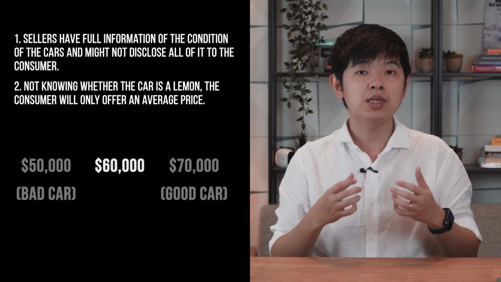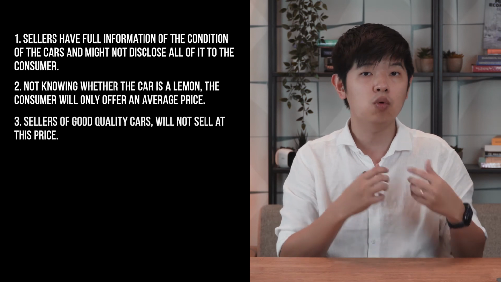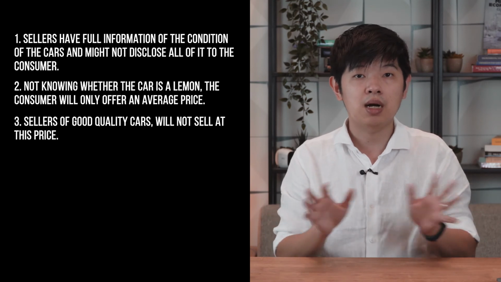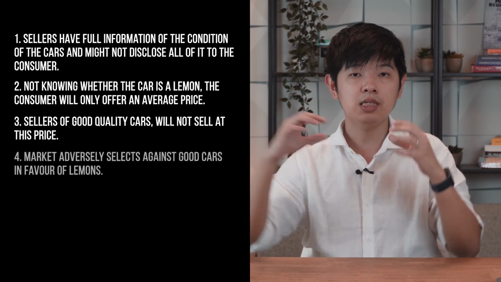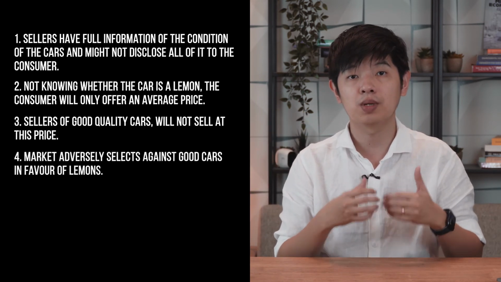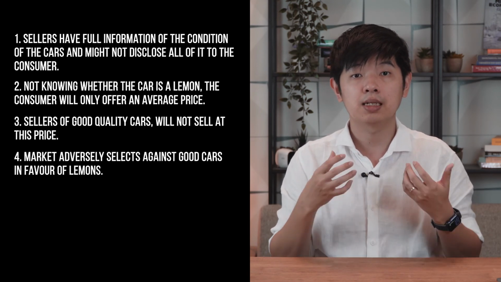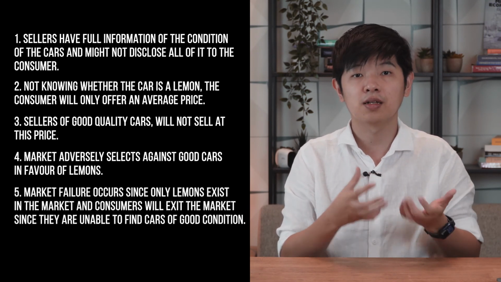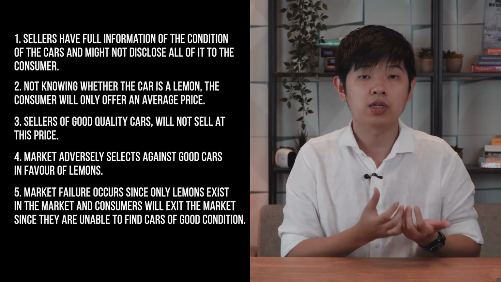Now, the problem with paying $60,000, the expected value for the car, is that the good car seller who wants $70,000 for his car or her car will say, no, I'm not going to sell my car at a lower price because my car is a good car. So the good car seller will exit the market. This leaves the second-hand car market with a very, very large proportion of what we consider to be lemon cars. And so there is actually adverse selection in the market for second-hand cars. Eventually the market fails because only lemon cars are left in the market, and car buyers will also eventually exit the market knowing that they can't get good cars at a good price.